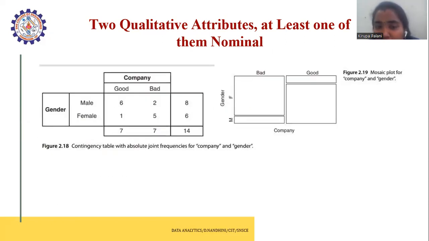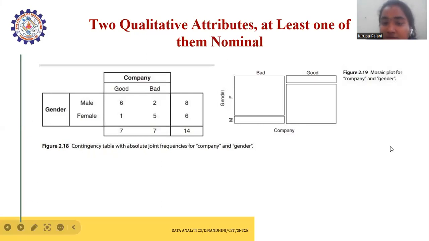Contingency table with absolute joint frequency for company and gender. Company is good or bad. Gender is male and female. Good is 6 and bad is 2. Female is 1 and 5. This is known as a contingency table with absolute joint frequency for company and gender.